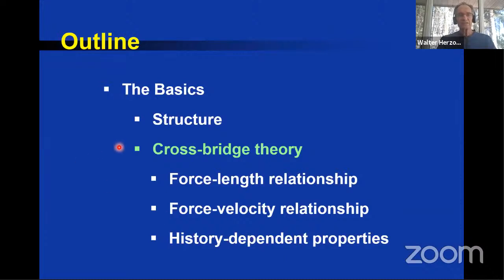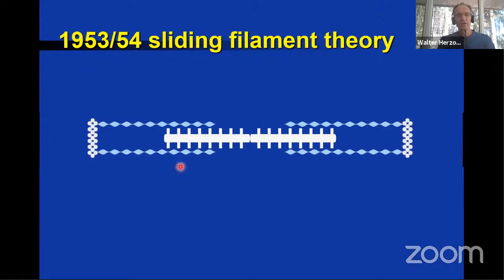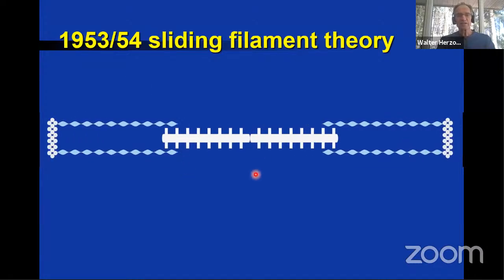So having seen across a sarcomere, I'm just very briefly going to review for most of you the cross-bridge theory and the sliding filament theory. So how we imagine that muscles contract and produce force. And as you know, since 1953 and 1954, we think that there is this sliding of these filaments going on, where the actin filaments slide past the myosin filaments.